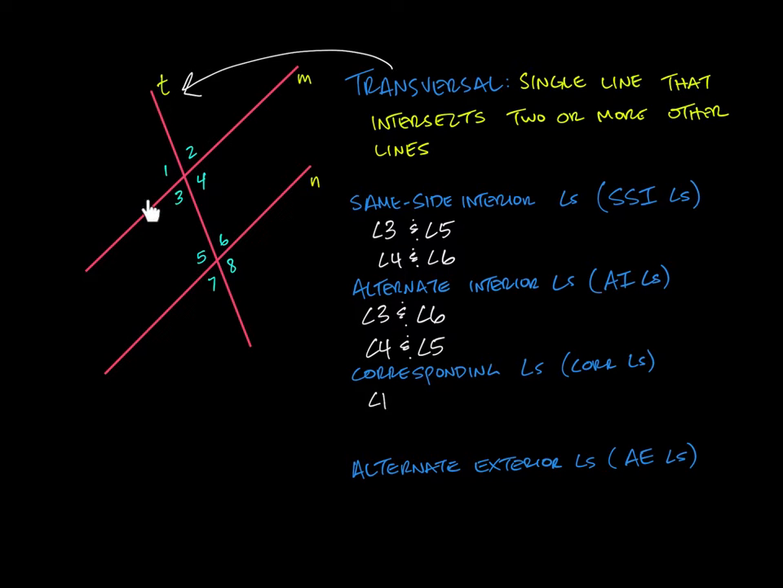I'll just say above the line, I should say. It's to the left of the transversal and above line M. If I move to the other group of 4, let's find the other angle that is to the left of the transversal and above line N. So left of the transversal, but above line N would be angle 5. So angles 1 and 5 are what we call corresponding angles.